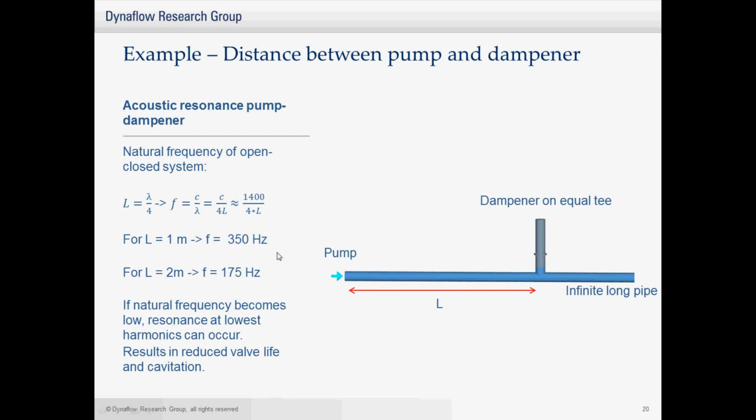You can imagine most pumps run at 5 Hz. If you have a triplex pump, that's 15 Hz. And then all your fundamental harmonics are times 1, times 2, times 3. So it takes a while before you get to this very high frequency range.